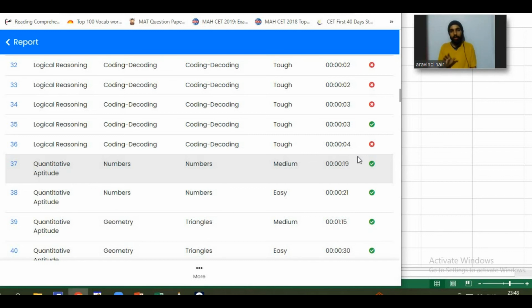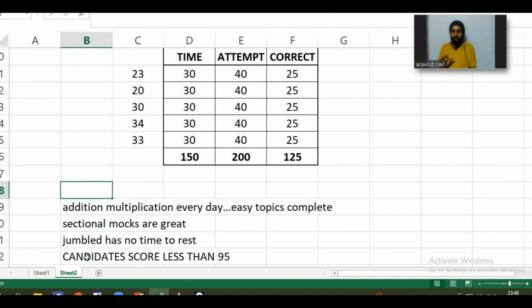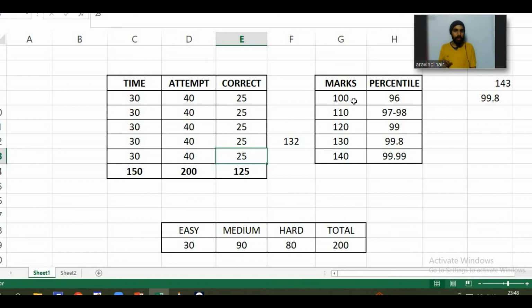You can secure good marks, but the most important thing is this: candidates score less than 95. So this section which I showed you, 96 percentile. What does this 96 percentile mean? It means if there are 1 lakh students, 96,000 students did not secure 100 marks. In a 200 mark question paper, with 150 minutes, 96,000 students cannot secure 100 marks. That is what percentile means. 96 percentile means 96% of students secured less marks than you. That's why the topper does not get 100 percentile.